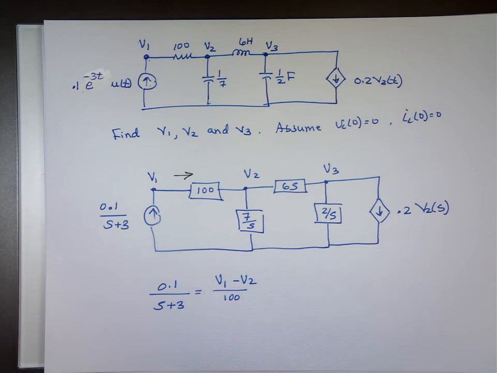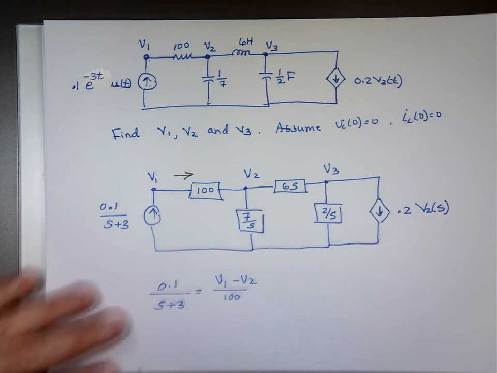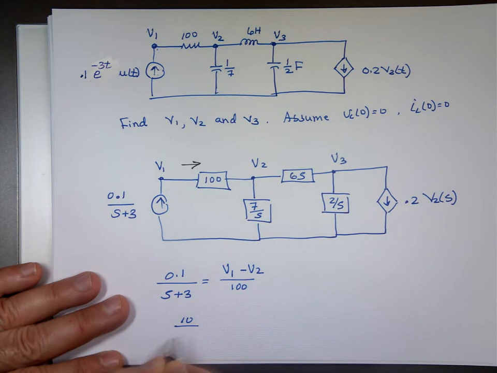If I multiply by 100, just to clean it, what would you have? 10 over s plus 3 equals V1 minus V2. That's one equation.